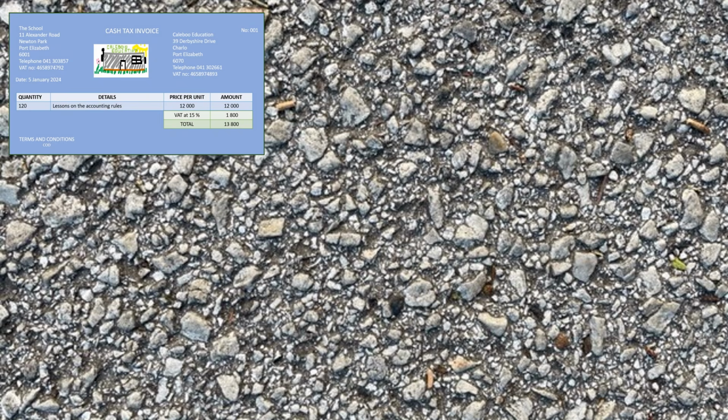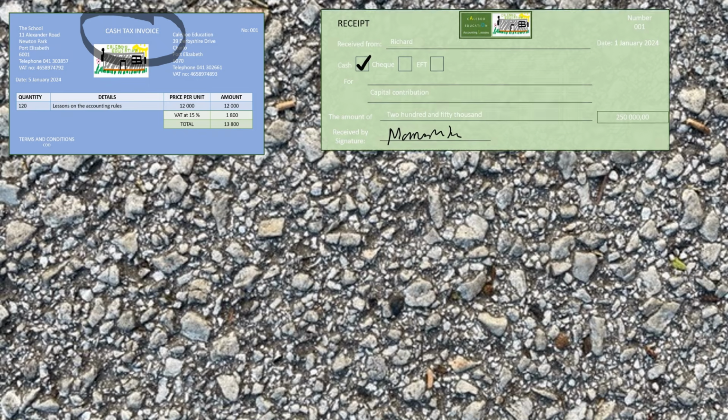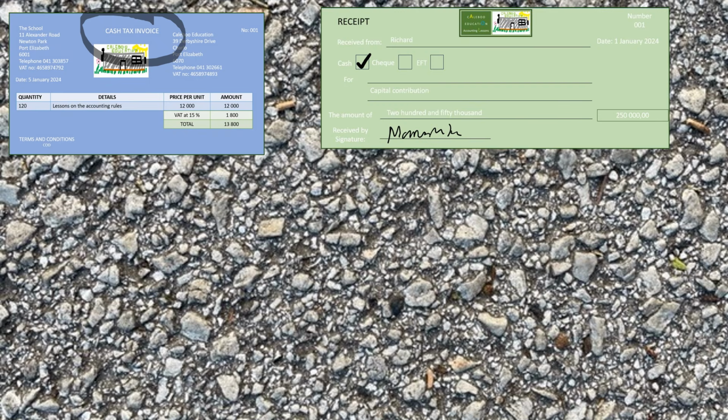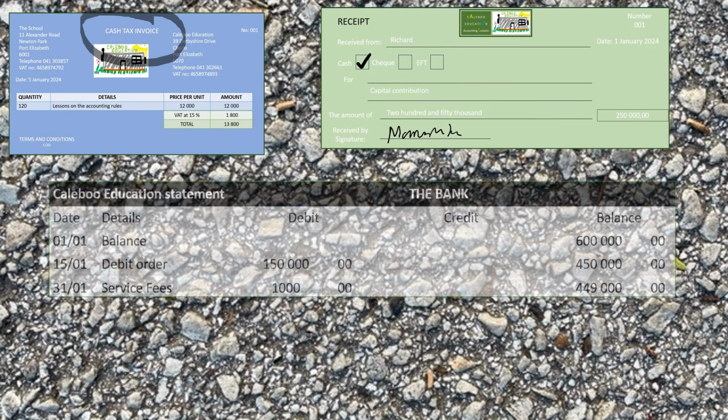Documents are used to record these transactions. There it says a cash invoice. If we make a sale, we can issue an invoice and keep the duplicate, even for a cash sale, because now you get a cash invoice. If someone pays us cash, we issue them a receipt and we keep the duplicate.